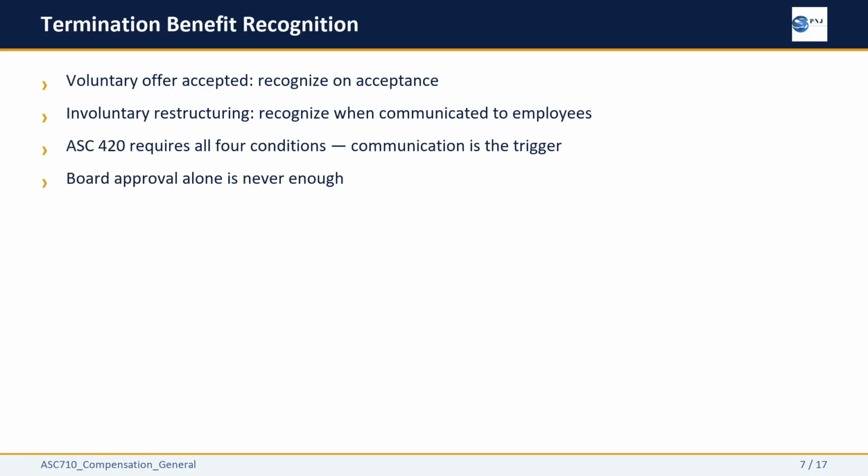Termination benefit timing depends on who acts. For voluntary early retirement offers, recognize the liability when the employee accepts, not when the offer is announced. For involuntary restructurings under ASC 420, recognize when the plan is communicated to employees with sufficient detail. Board approval, internal memos, and management discussions do not satisfy the communication requirement. This is one of the most frequently cited audit findings in the compensation area.